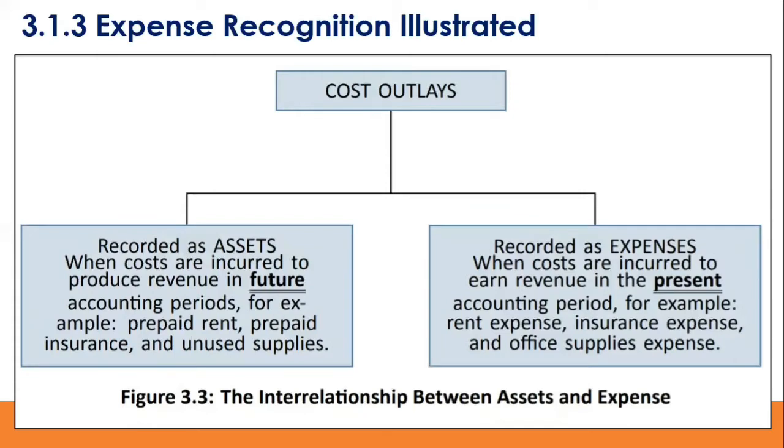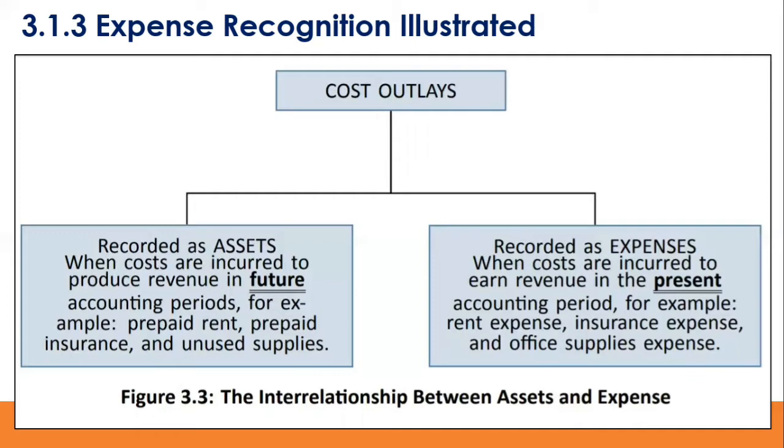Now, remember that in a business, costs are incurred continuously, correct? Now, to review, a cost is recorded as an asset if it will be incurred in producing revenue in future accounting periods. A cost is recorded as an expense if it will be used or consumed during the current period to earn revenue. Now, this distinction between types of cost outlays is illustrated in figure 3.3. As you can see in figure 3.3, it shows the interrelationship between the assets and the expense, okay?